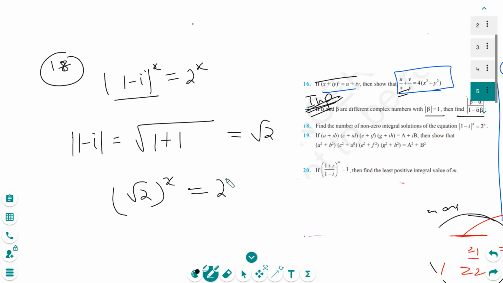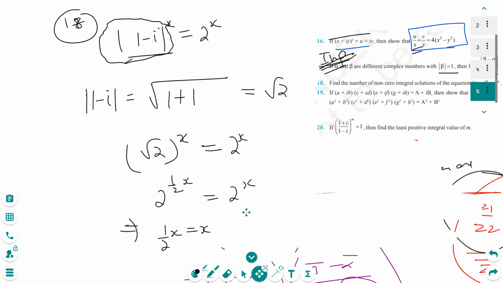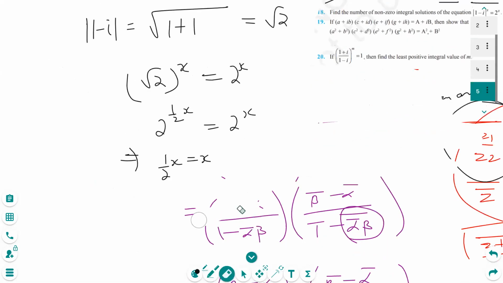Is this clear? What I just did? I just put in the value of this modulus. Yes Bhaiya. 2 raised to power x, so it's root 2. Now it can be written as 2 raised to power half x, which is equal to 2 raised to x. Is this clear now? Yes Bhaiya. So what will happen if I compare these two? My half x will be equal to x.